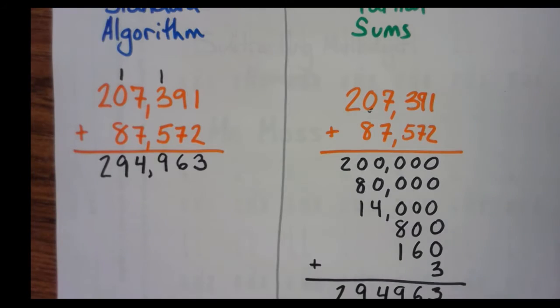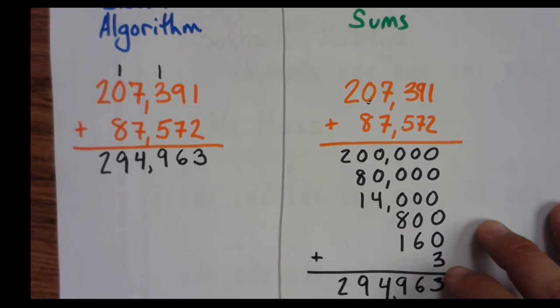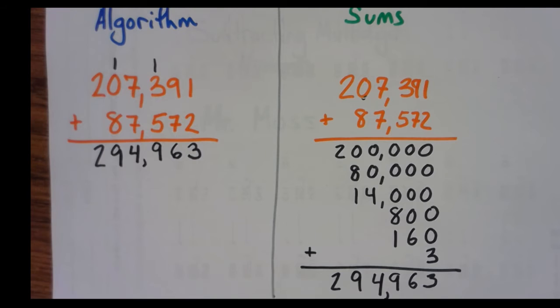It really is a personal preference. I want kids to be able to add the multi-digit numbers, whether they're doing standard algorithm or partial sums is generally going to be up to them. I want them to understand both strategies, but in the end, they're going to be able to choose which one is right for them.